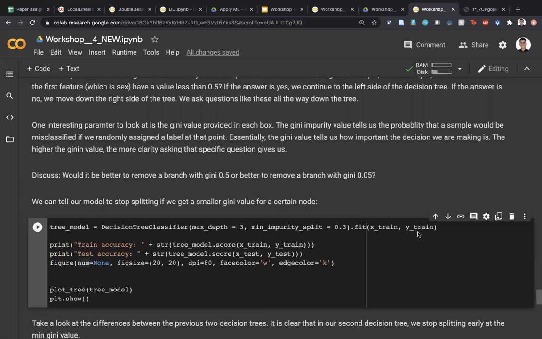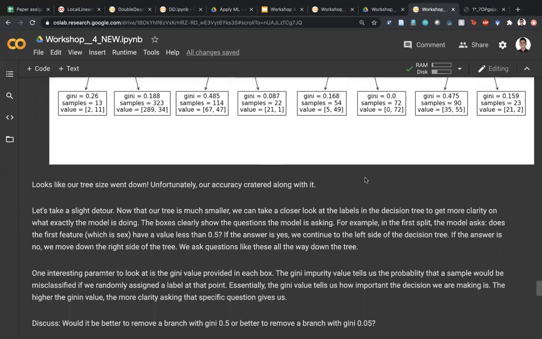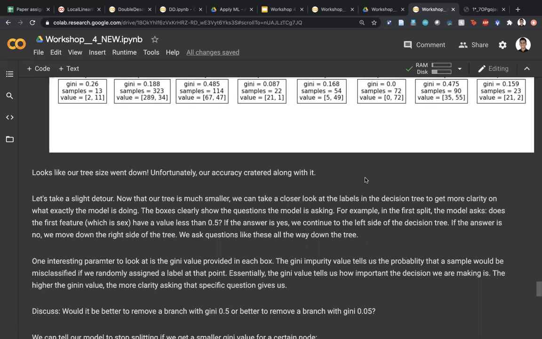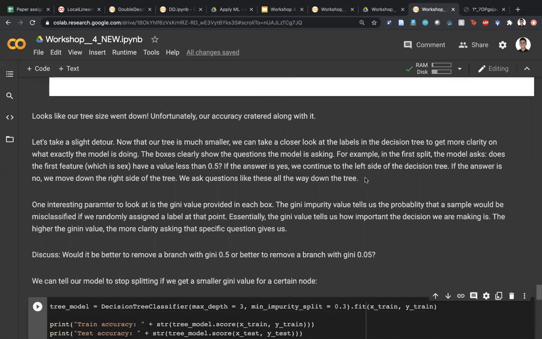Right. And so Advait says the branch with 0.05, and why is that? Because the larger the Gini value, the higher the likelihood of misclassification, so the more of a general question it encompasses. Exactly. Yep, that's exactly what we were looking for.